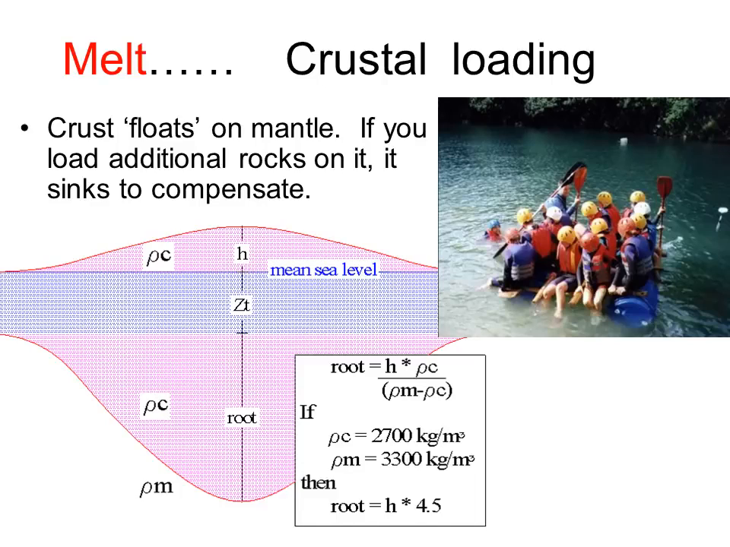In fact, to achieve a 2-kilometer increase in surface elevation, you can see the H in the diagram on the left, that requires the base of the crust to sink about 9 kilometers into the mantle. That's the distance labeled as root in the diagram. And 9 kilometers of sinking results in a temperature increase of between 250 and 300 degrees centigrade, and that's enough to start melting rocks that are already hot.